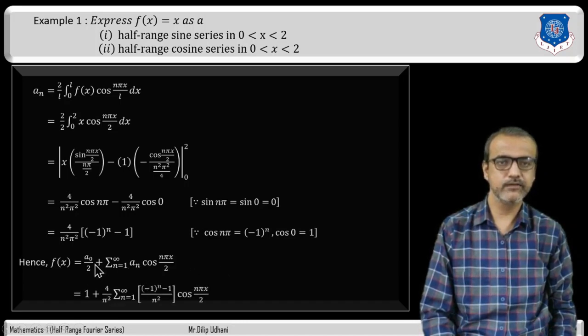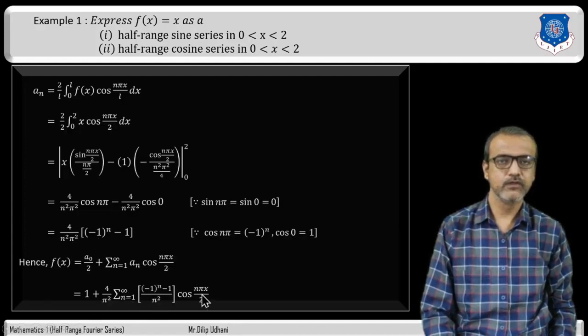Now replacing a0, the value of a0 is 2, so 2 by 2 is 1, plus replacing an by this term. 4 upon pi square is a constant value, so keeping it outside the sigma. So 4 upon pi square, sigma n from 1 to infinity, minus 1 to the power n minus 1 divided by n square into cos n pi x by 2. So this is the required half range cosine series, and from this series you can see that it contains cosine terms only.